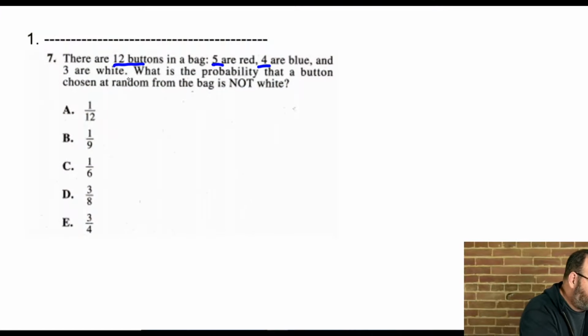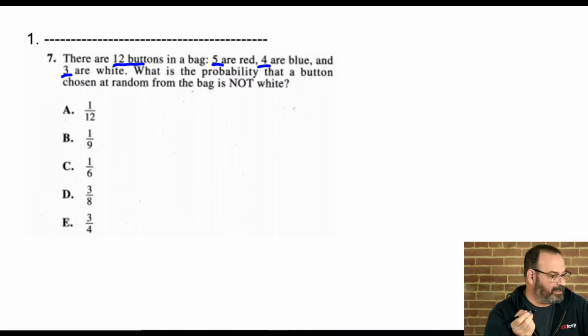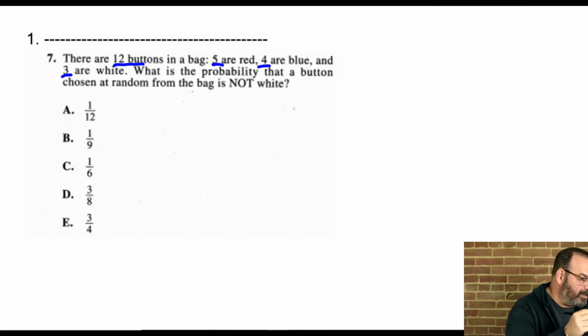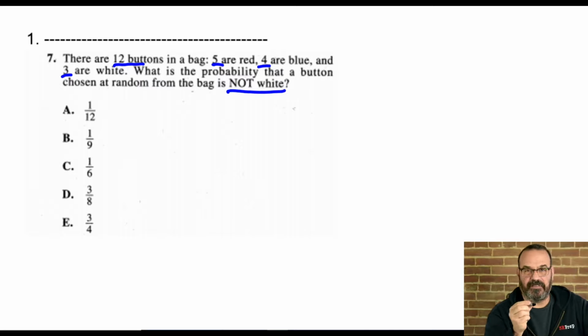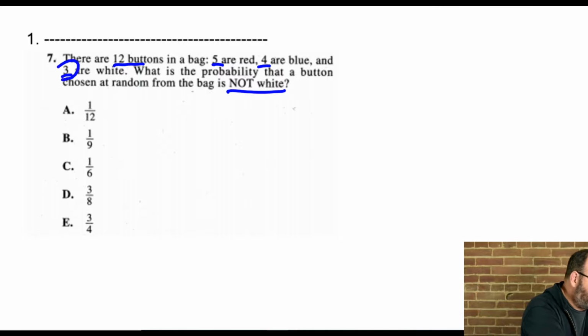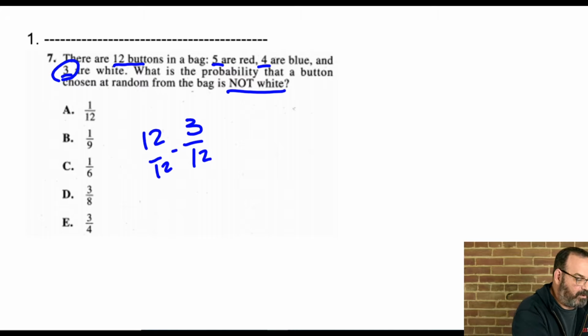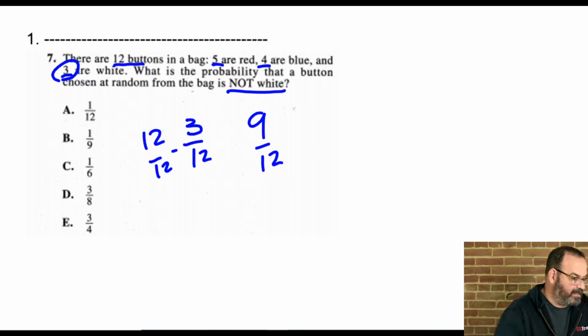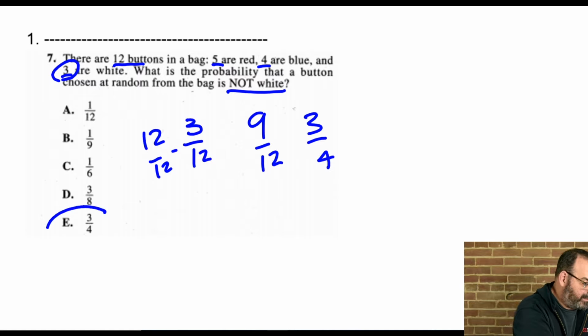And the first question is, there are 12 buttons, read with your pencil, in a bag. 5 are red, 4 are blue, 3 are white. This is the classic probability problem. What is the probability that a button chosen at random from the bag is not white? So what you have to do is find the probability of white and subtract it from 1. So there are 3 white, so I get 3 out of 12, and I want to subtract that. So 12 out of 12 minus 3 out of 12 gives me 9 out of 12. And is that one of the answer choices? Well, I have to reduce. This is 3/4. And the answer is E.